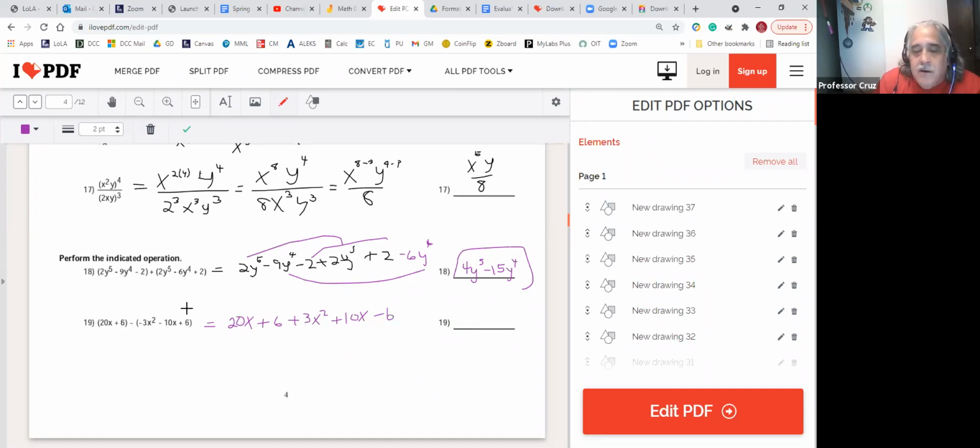And then once you got that, again, you're back to where you're collecting like terms. These are alike. This is the only one like that. And then those. So put them in order. So 3x squared, just the only one like that. 20 plus 10 is plus 30. And what happens to the numbers, the constant terms? 6 and negative 6. What happens to those? Those are opposite. Same thing that happened up here. Plus 6 minus 6 is 0, so we don't have any more of those.